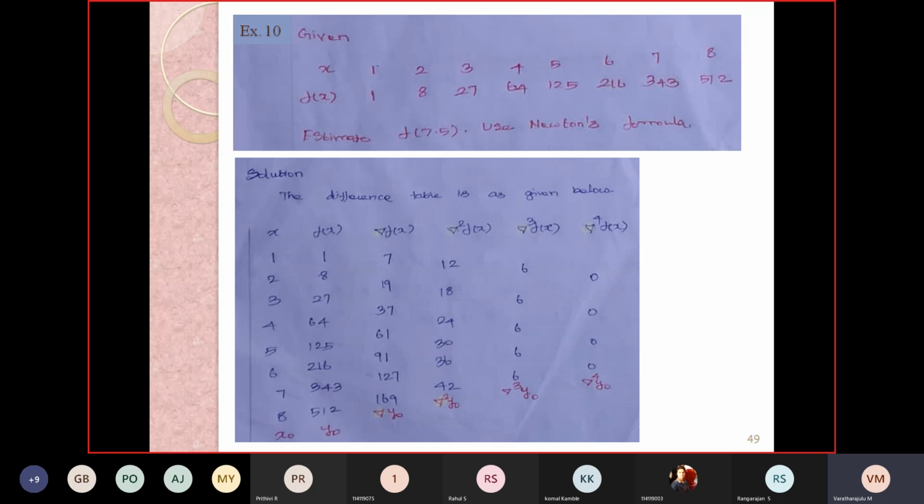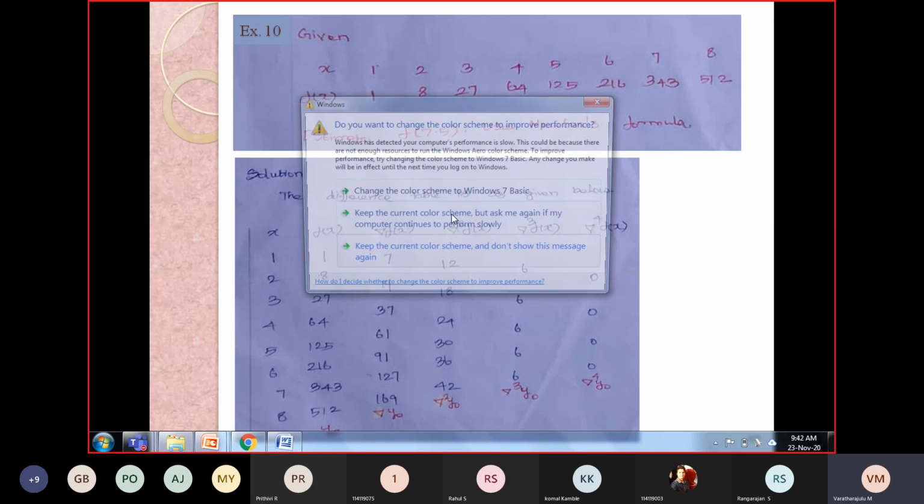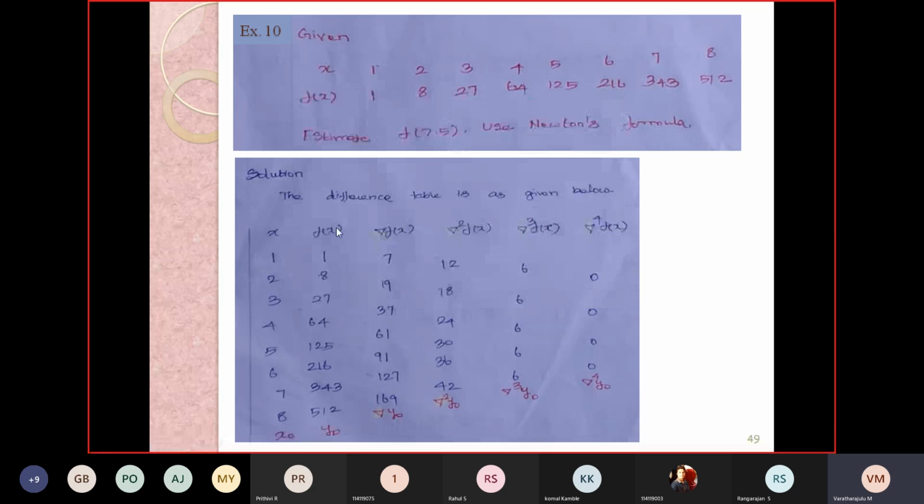And see, this is the difference over the given data. We call this symbol del. In Newton's forward interpolation it is delta; here it is del, the reverse symbol of delta. Therefore, del f of x: 8 minus 1 is 7, 19, 37, 61, 91, 127, and 169. And the second difference of f of x: 12, 18, 24, 30, 36, and 42. Similarly, the third difference, all we are getting is 6, and the fourth difference of f of x is zeros.